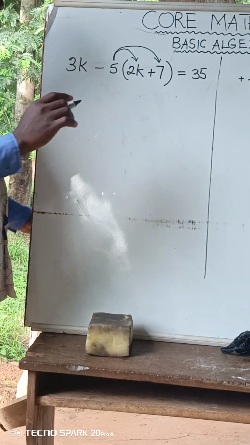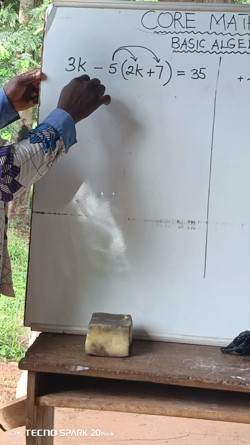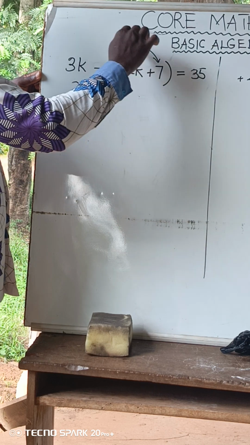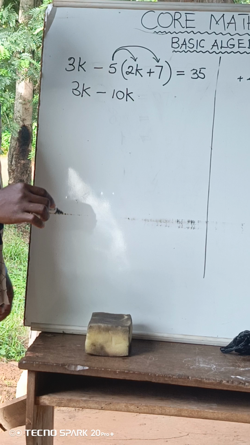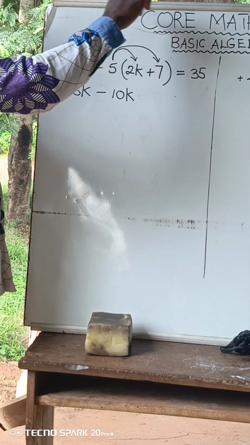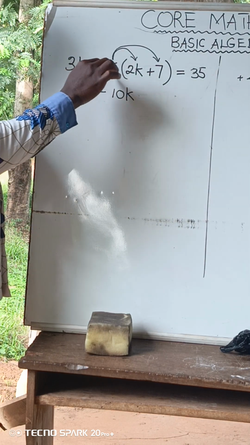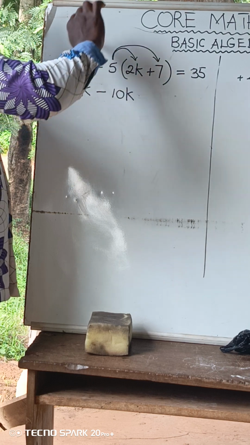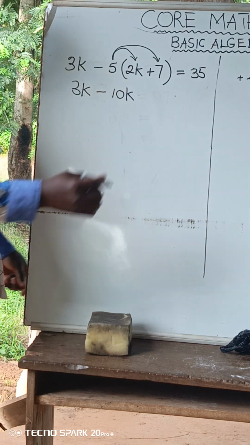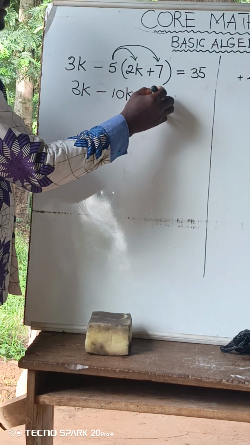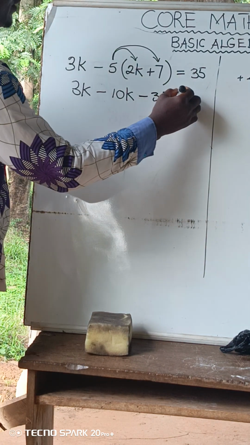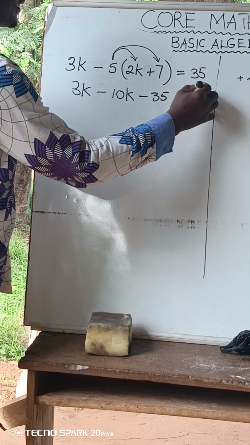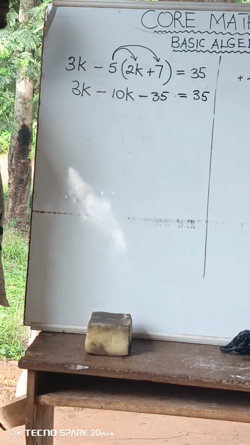So if you have that clearly, that means it will be 3k minus 5 times 2, which is 10, and you attach the k, and then after that 2 times 7. Don't forget it's negative 5. Negative 5 multiplying the 7. So it's going to be negative 35. Negative 35 equals to this 35 that is there originally.